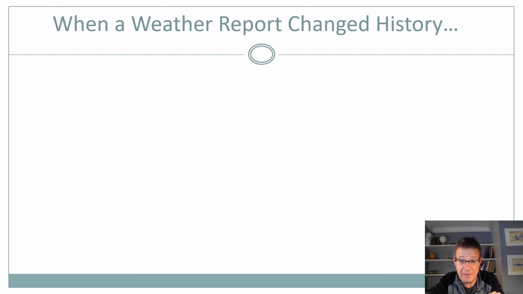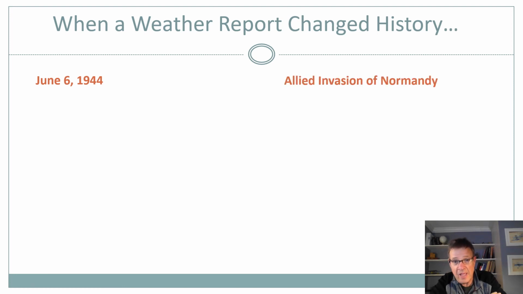I'm going to give you an example of when a weather report literally changed history, and the outcome of that weather report had a massive impact on the course of history. And this is June 6, 1944. This is World War II. And what was happening then was we had the Allied invasion of Normandy in France, and this was the start of the Allied offensive into France and ultimately into Germany that brought the Second World War to an end.